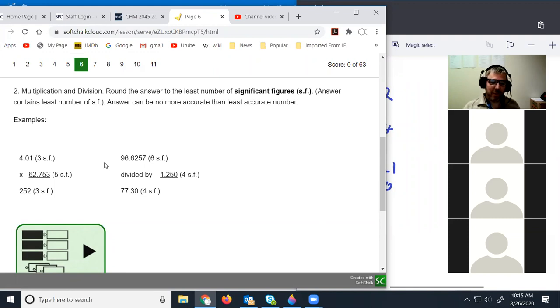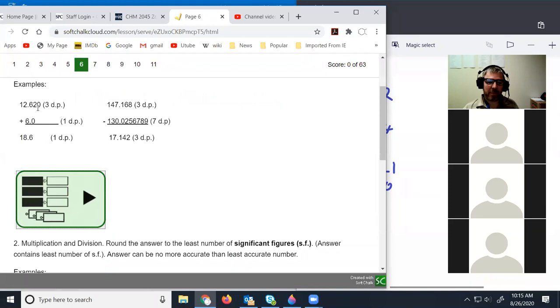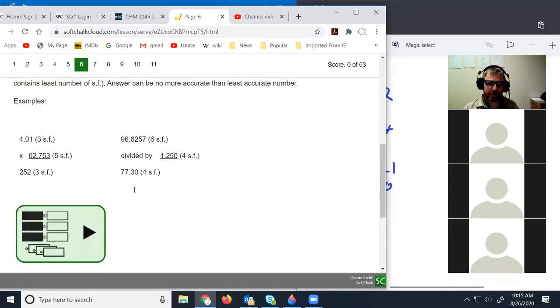All right, so we're looking at multiplication and division. With addition and subtraction, I said it went by the number of places past the decimal point, but with division and multiplication, it goes by the actual number of significant figures. So this has 3 sig figs, this one has 5 sig figs, and the answer comes out to 3 sig figs. Again, in the calculator, let's see what that would be.